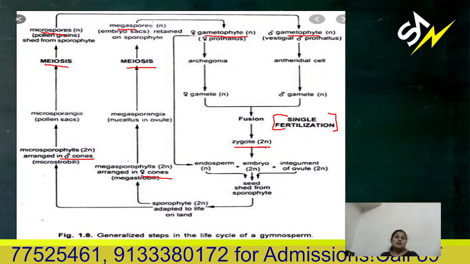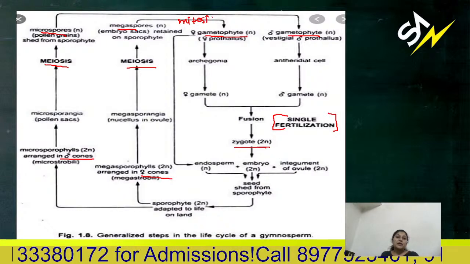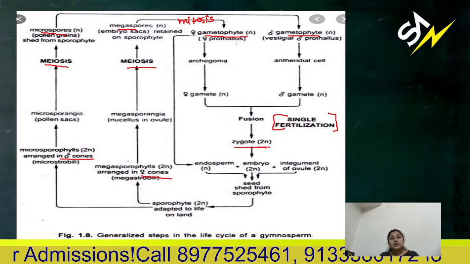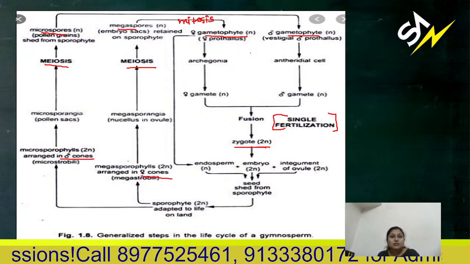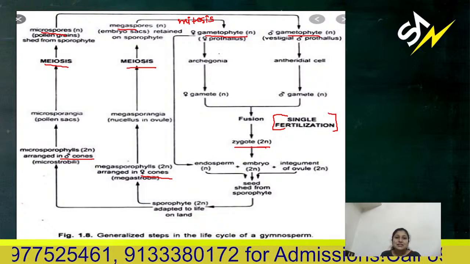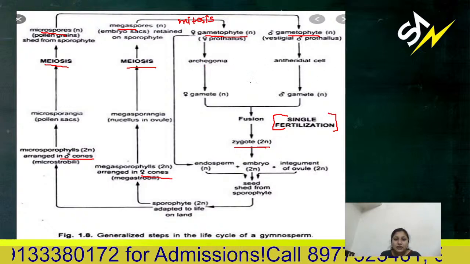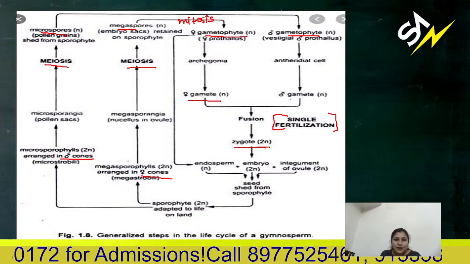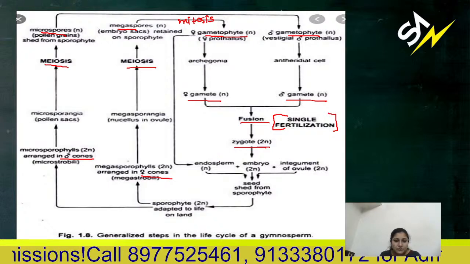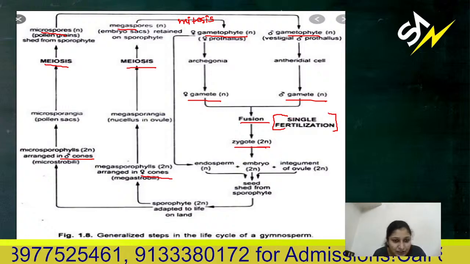After germination, these spores undergo mitosis. Then there will be formation of the female gametophytic stage and the male gametophytic stage. This is multicellular, and in it they bear the male organ and female organ. After that, there will be formation of male gamete and female gamete. They fuse to form the zygote. So fusion occurs only once, that is single fertilization.